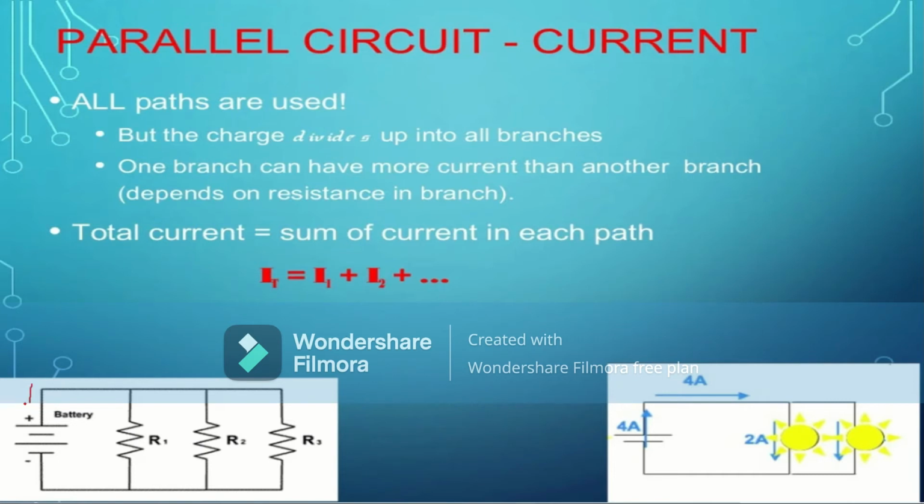Like if we have this is I, and this is I1, and this is I2, and this is I3. So I1 plus I2 plus I3 gives the total I.